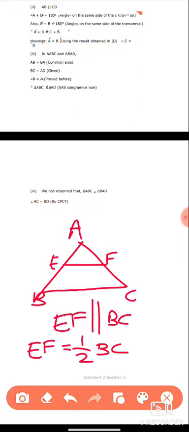Now if you want to prove the converse of the midpoint theorem, then what will you prove? You will prove that F is the midpoint of line segment AC. This way you have to go with the proof.